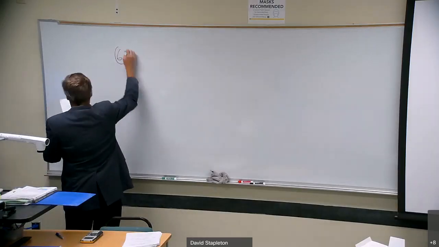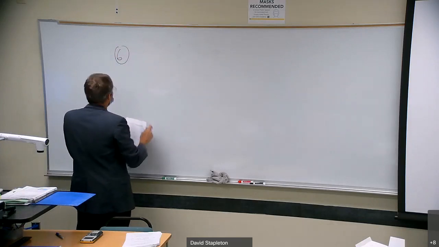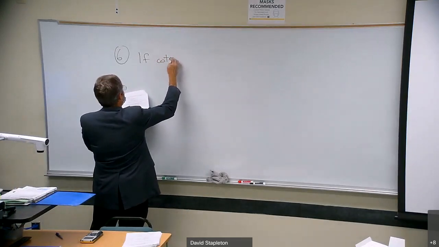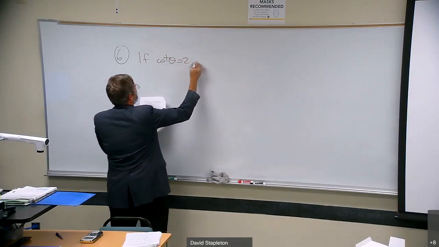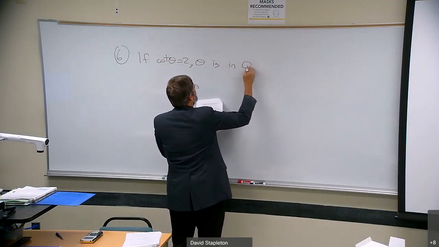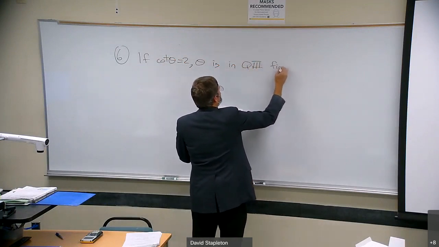All right, number 6 on the exam. Says if cotangent theta equals 2 and theta is in quadrant 3, find the other trig functions.